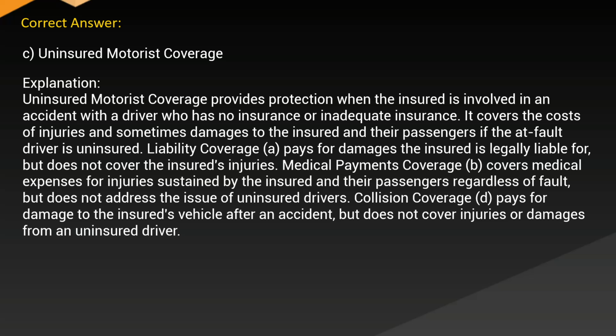Liability coverage (A) pays for damages the insured is legally liable for but does not cover the insured's injuries. Medical payments coverage (B) covers medical expenses for injuries sustained by the insured and their passengers regardless of fault but does not address the issue of uninsured drivers. Collision coverage (D) pays for damage to the insured's vehicle after an accident, but does not cover injuries or damages from an uninsured driver.